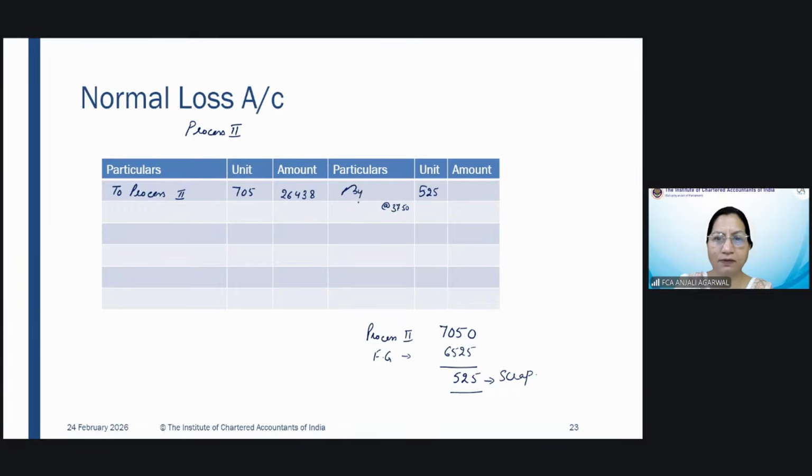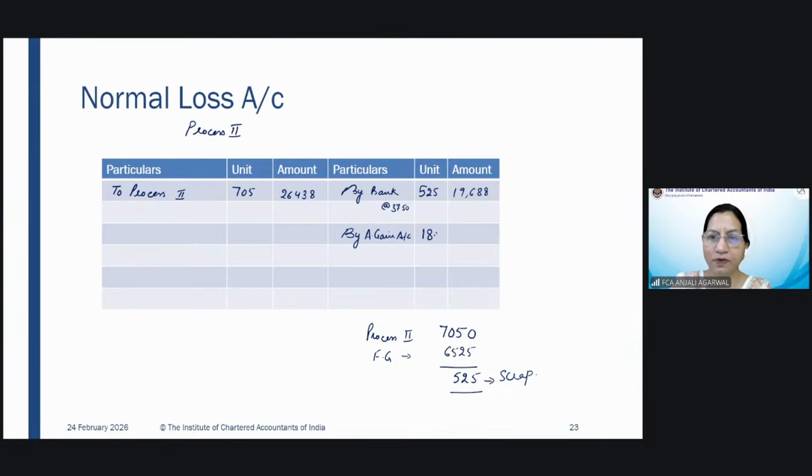So by bank, we don't have 705 units to sell. 705 into 37.5 should have given us 26,438. However, we have only 525 units to sell at 37.5, so we will be able to sell only 19,688. So where is the difference? This difference is credited in the abnormal gain account, but it is not credited in the process account. It is credited in the normal loss account.